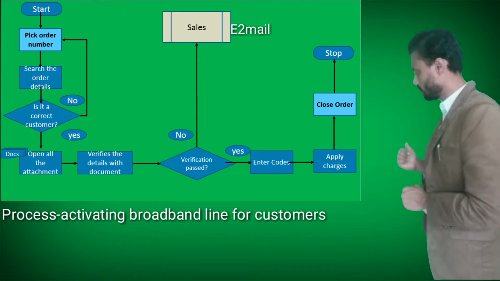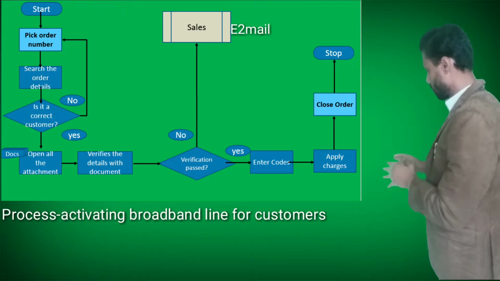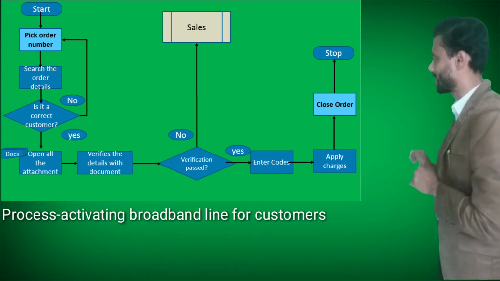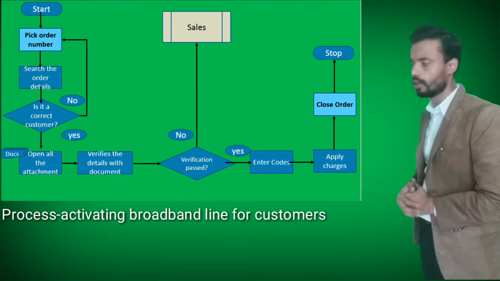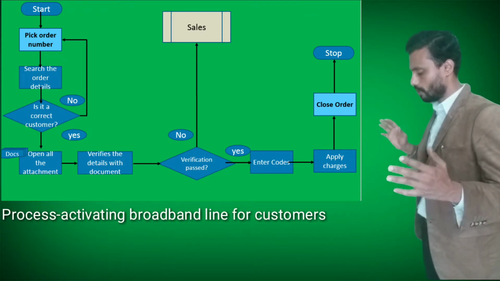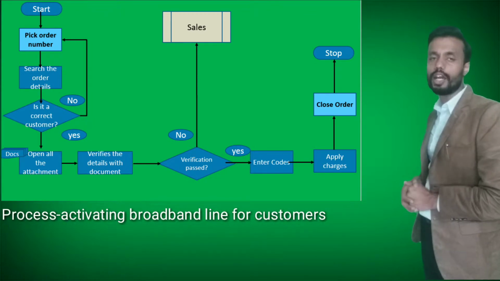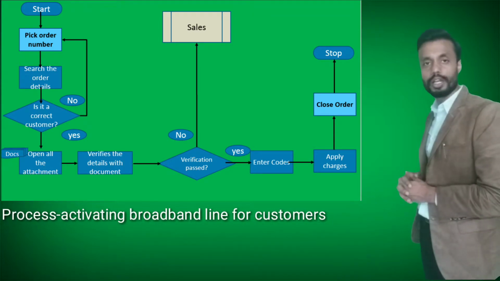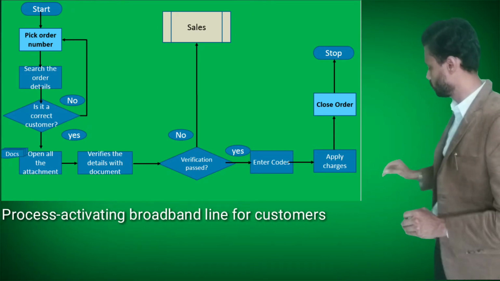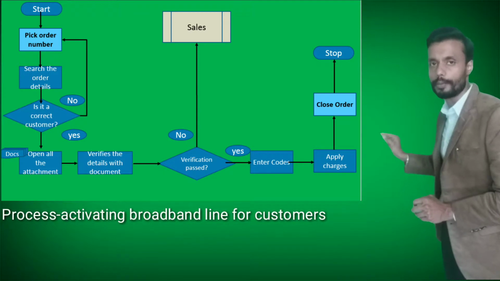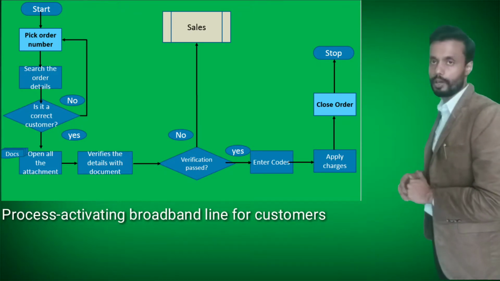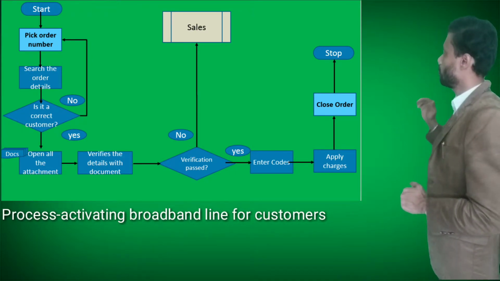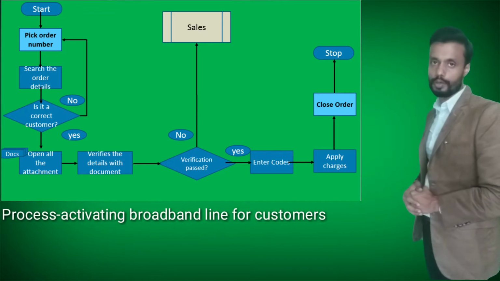Now we move ahead. Verification is done. There are certain codes which need to be put into Blacksmith. So guys, we are talking about a process wherein a broadband line has to be laid down at the customer premise. To activate those lines, certain codes are required to be punched into the applications. So the agent is punching codes here in Blacksmith at this step. He would punch in the code and move further. Once the code has been put in, he would close the order and your process stops.